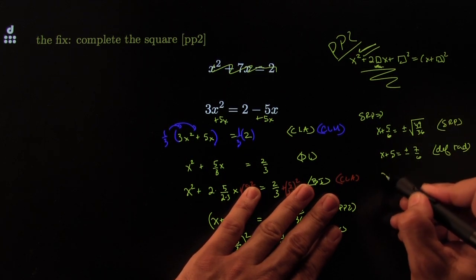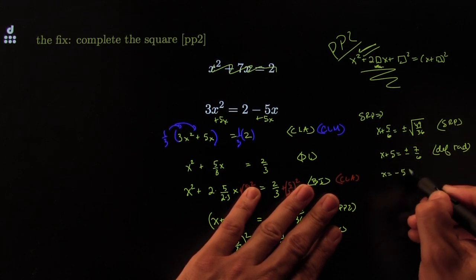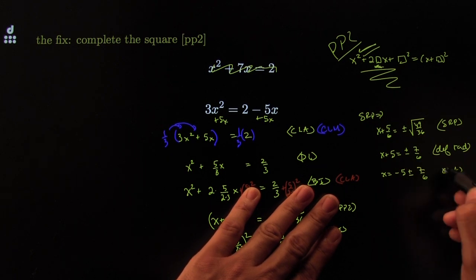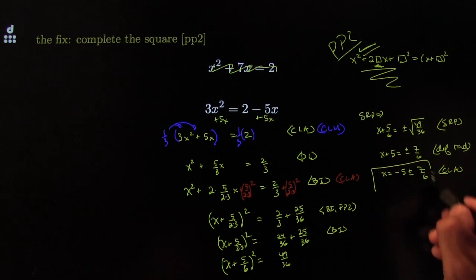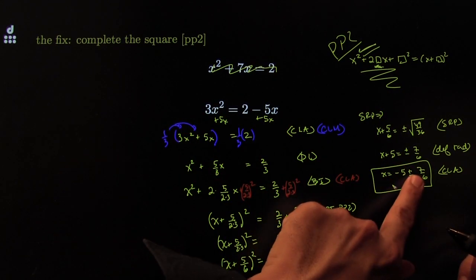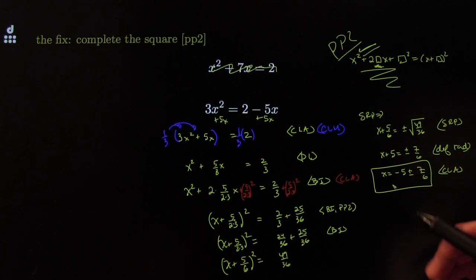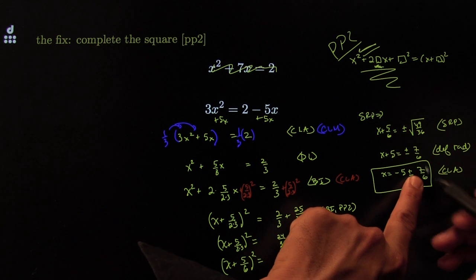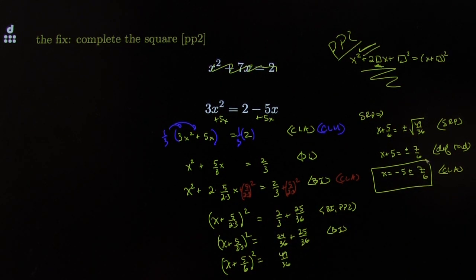And here we go some more. x equals negative 5 plus or minus 7 over 6. Cancellation law of addition. It's beautiful. That right there is the solution. I've got x, degree 2, 2 solutions, one for the plus, one for the minus. I guess you could get a common denominator and add negative 5 plus 7 over 6 if you wanted to. Anyways, I think this gives you a nice idea of the power of the PP2.